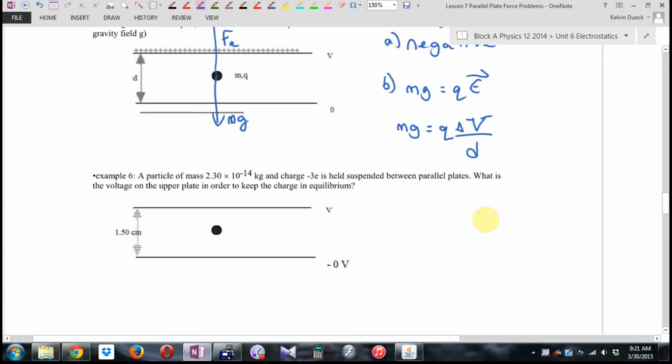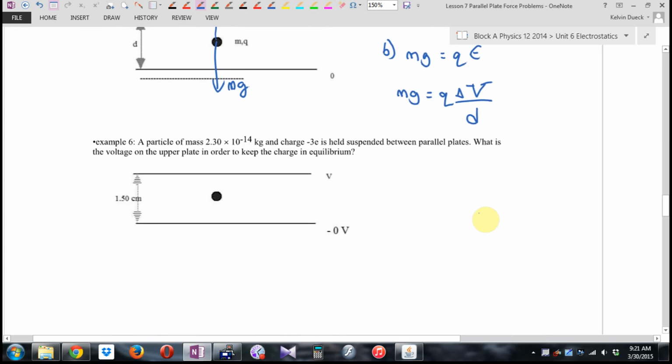So let's try it. Example 6, a particle of that mass, and we know it has a charge of -3 electrons, is suspended between parallel plates. What's the voltage on the upper plate in order to keep the charge in equilibrium? Okay. What are the forces acting on this charge? Gravity down. Has to be same size electric force up, because it says it's in equilibrium.